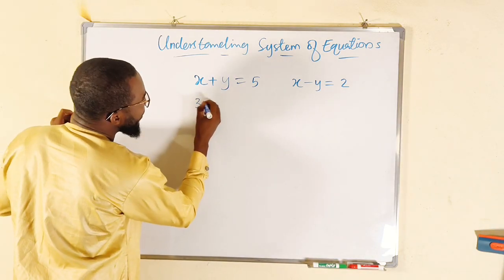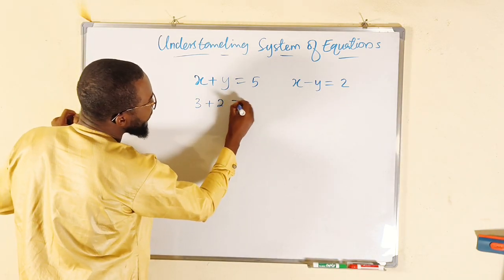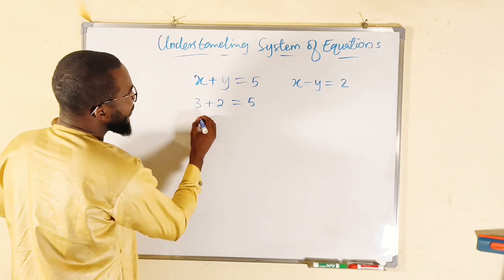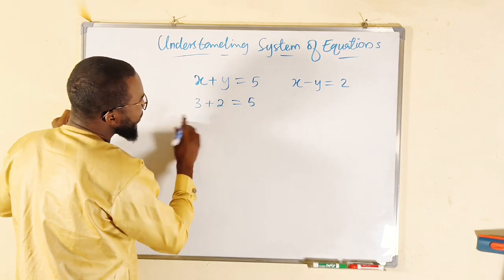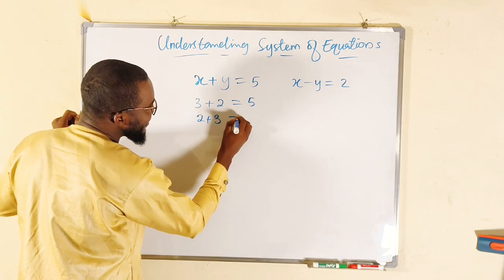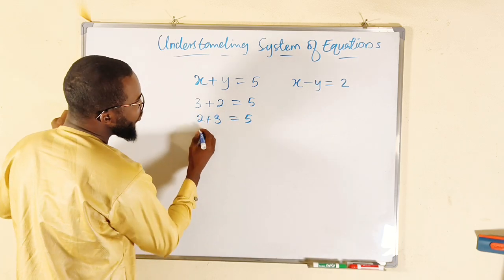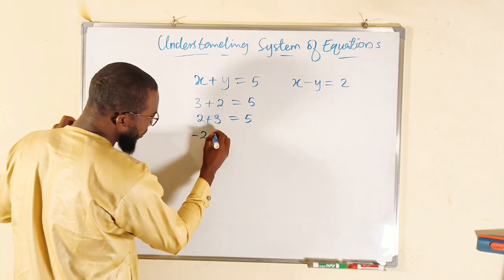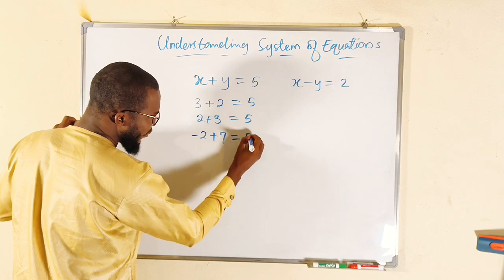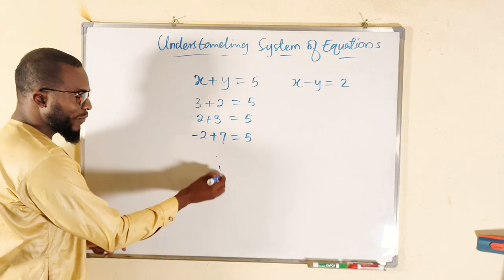If I say 3 plus 2, this is equal to 5. If I say 2 plus 3, this is the same thing as 5 again. We may choose negative 2 plus 7. This is 5. We have a lot of them. I told you, infinitely many.